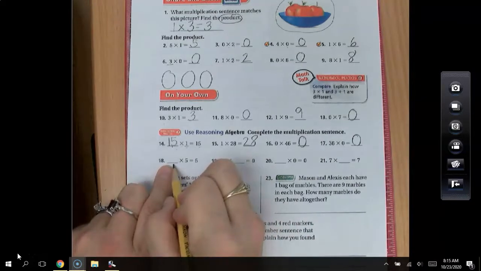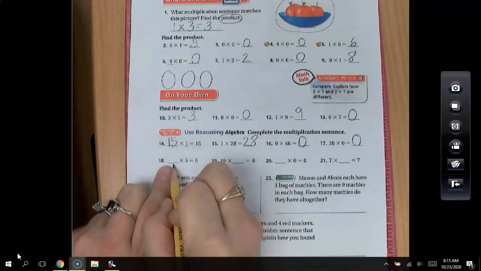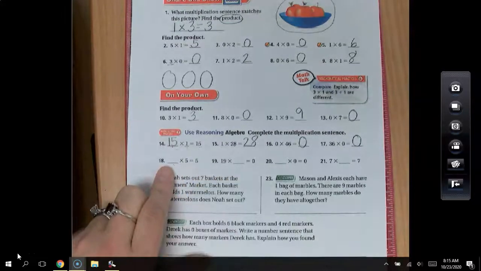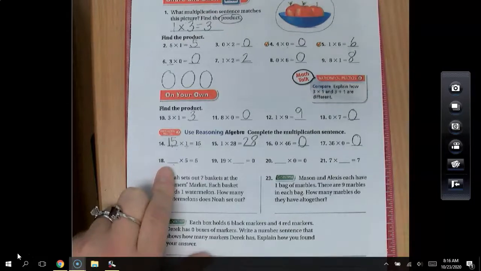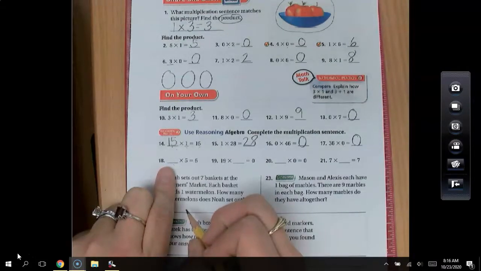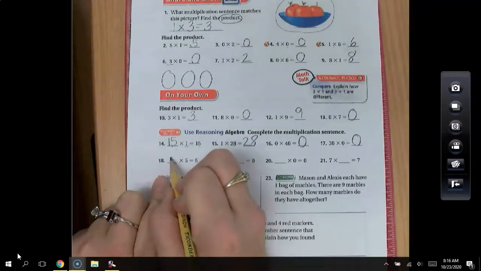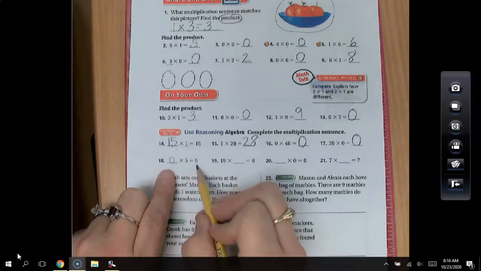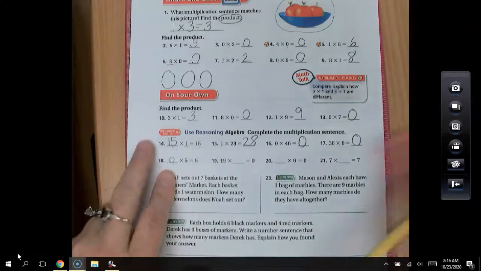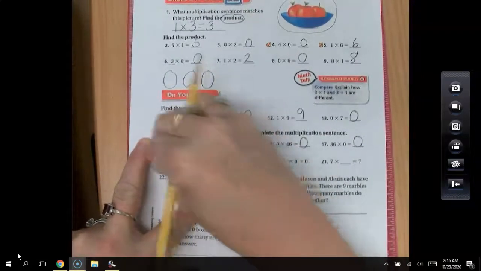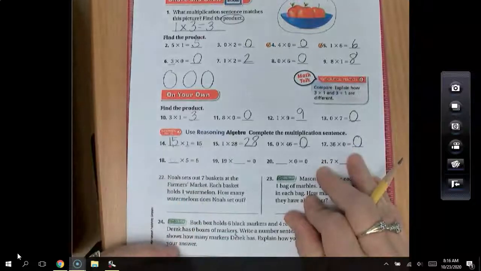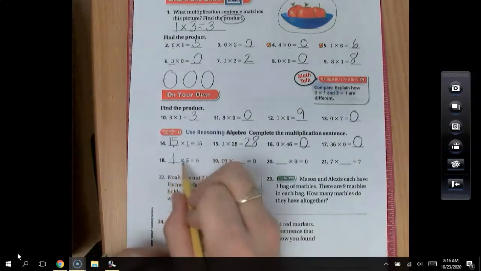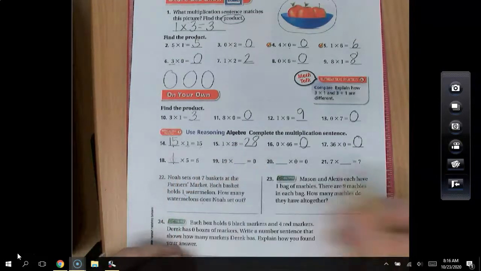Here we go again. We're missing a factor. What number times 5 equals 5? Well, let's think about it. If I put a 0 here, let's pretend I put a 0 there. 0 times 5, does that equal 5? Boys and girls, it doesn't. That would equal 0. What factor should I put there? If you said 1, you're exactly correct. 1 times 5 is 5.